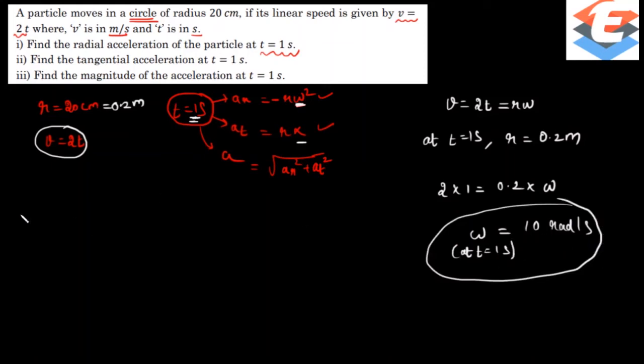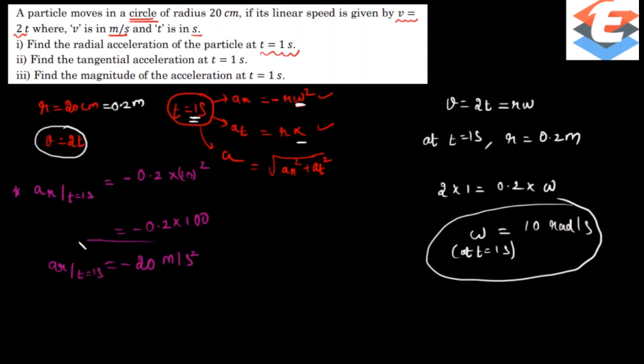Now, by substituting this directly, radial acceleration when time is 1 second will be equal to minus r, which is 0.2, into omega square, omega was 10, so 10 square. That is equal to minus 0.2 into 100, which is simply minus 20. The unit will be meter per second square. That is the radial acceleration when time is 1 second. So we identified the radial acceleration.